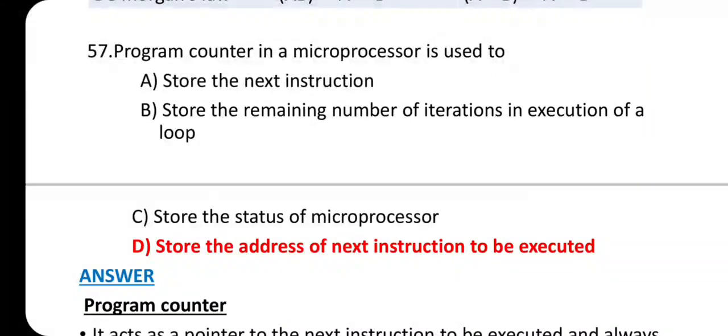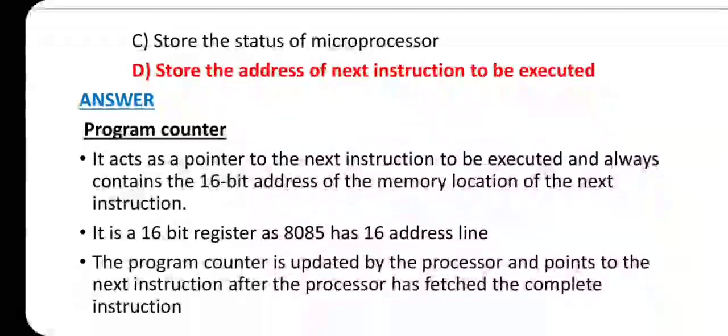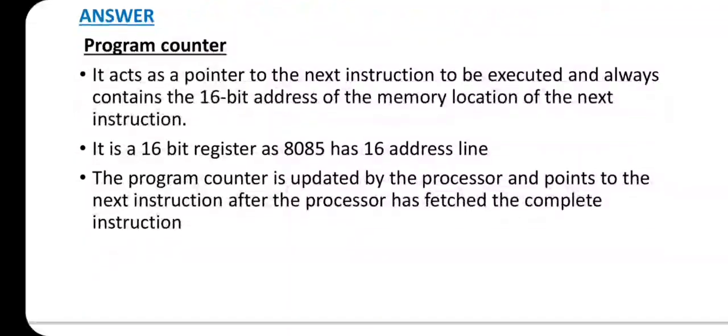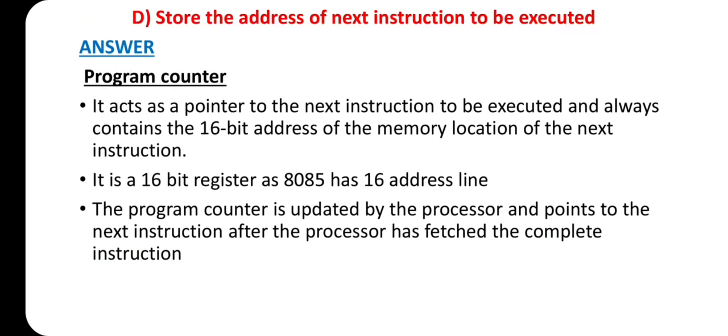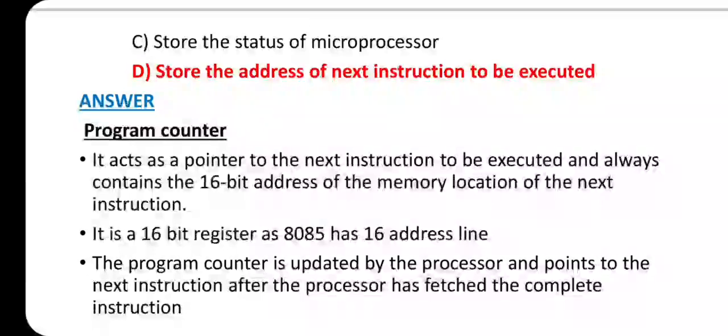Question number 57. Program counter in a microprocessor is used to store the next instruction. That is not the correct answer. Option D, store the address of the next instruction to be executed, is the correct answer. The explanation. Program counter acts as a pointer to the next instruction to be executed and always contains the 16-bit address of the memory location of the next instruction.